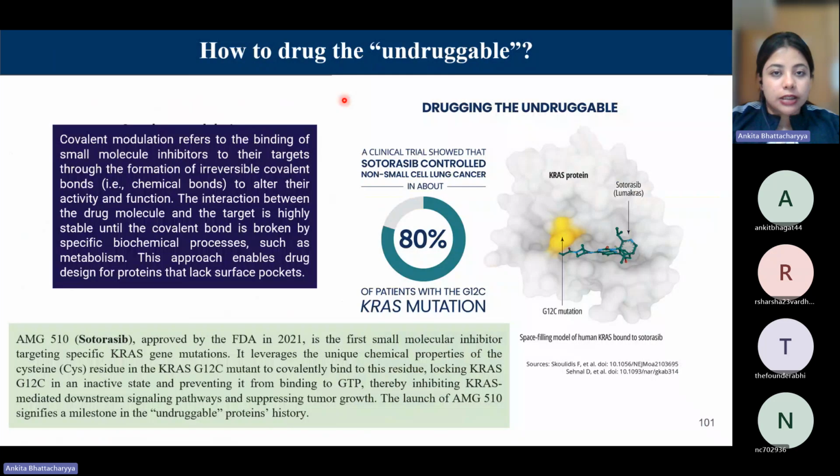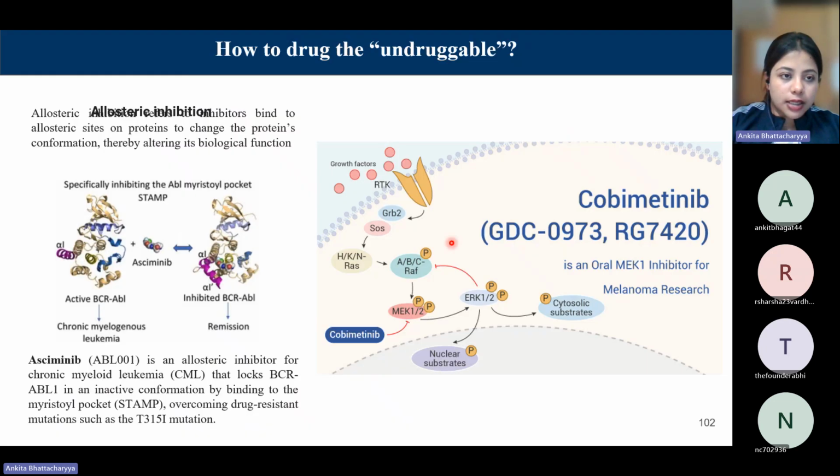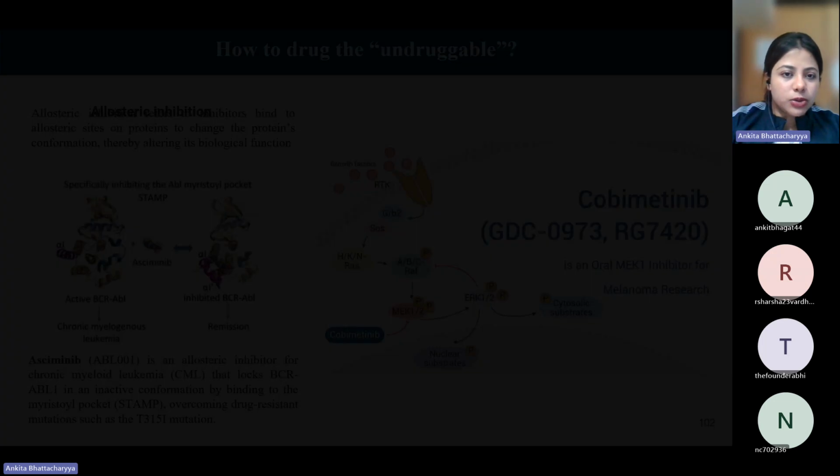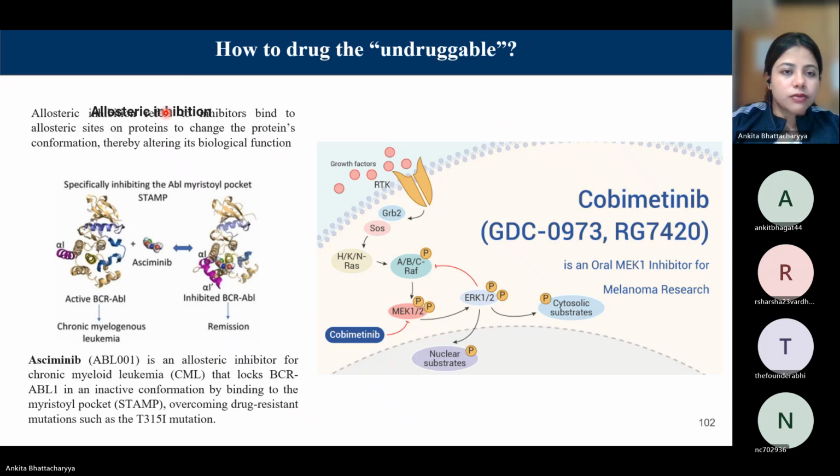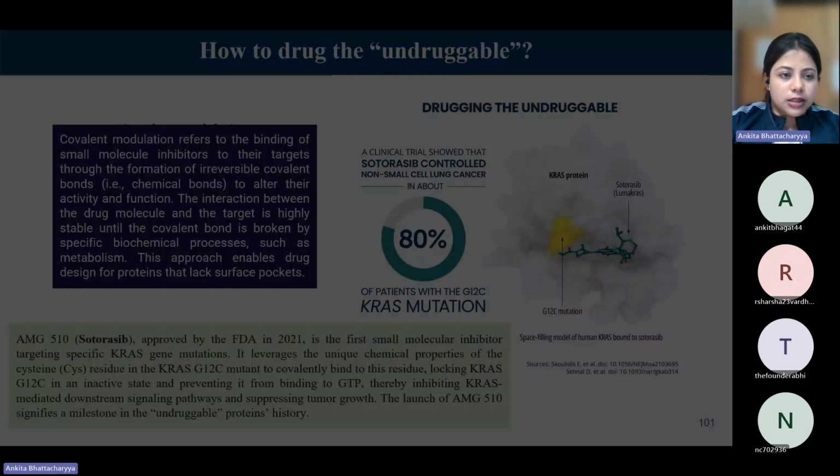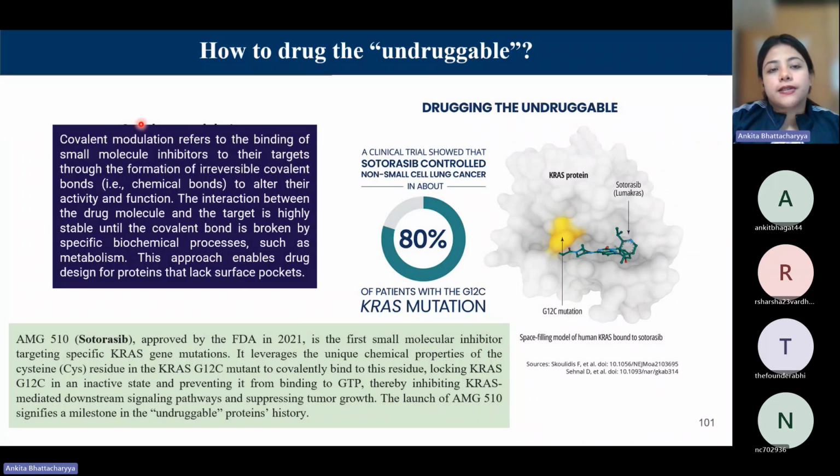Now the theme for this slide is drugging the undruggable. So why at all are we really so bothered about this? I think it is there in this slide. Okay, this has shifted somehow. Anyway, you should be able to understand. Basically, the subheading for this slide was covalent modification or covalent modulation of small molecule inhibitors. The question is, why do you need that?